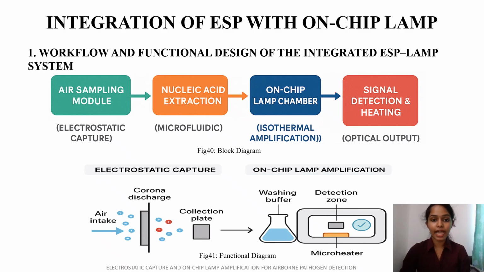The nucleic acid extraction: DNA and RNA are extracted using a microfluidic technique. On-chip LAMP chamber, that is isothermal amplification, happens in the on-chip LAMP chamber where nucleic acid undergoes LAMP, and a microheater provides stable heating. Next is the signal detection. Amplification products are detected optically.